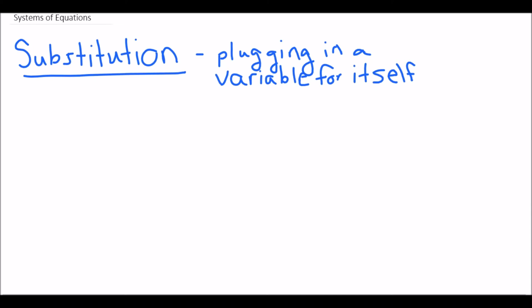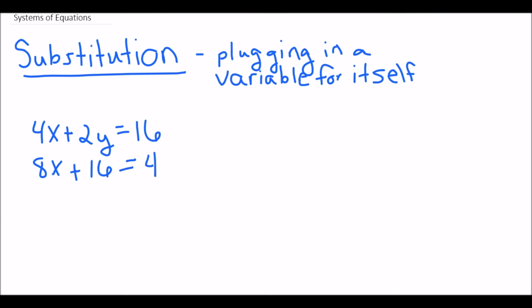So, with that being said, let's just jump right into an example, because that's what I like. So, let's say we have two equations: 4x + 2y, let's say that all equals 16, and let's say we have another equation, 8x + 16, all equals 4y. Okay, so basically, substitution is let's solve one equation for one variable and then plug it into the other equation. And I'll show you what I mean.